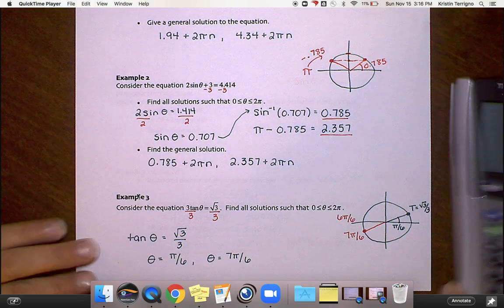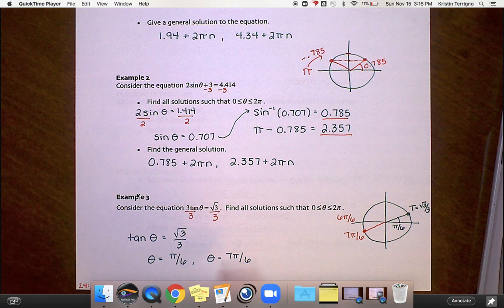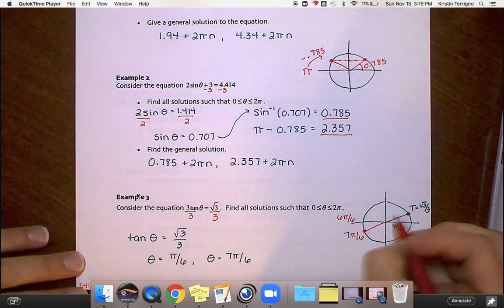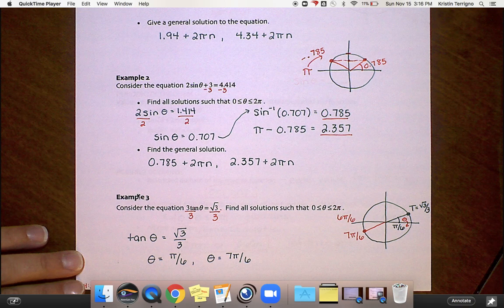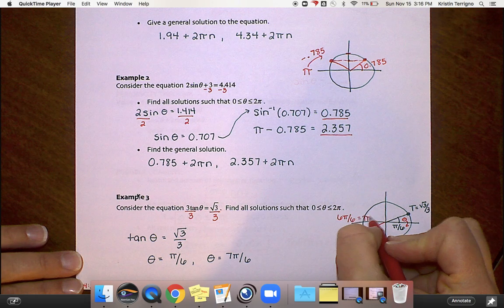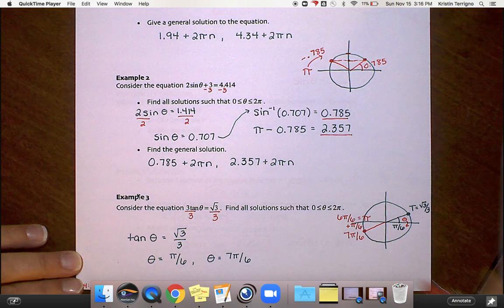And if I had been working with tangent, I know that the tangent value is always the same when I take pi and add theta to it. So remember we said that here our theta was pi over 6. So to get this other angle, really what I did was I took 1 pi and I added that pi over 6 to get 7 pi over 6.